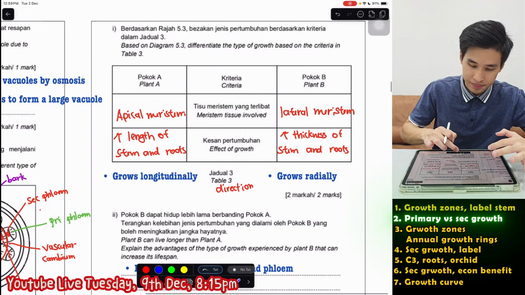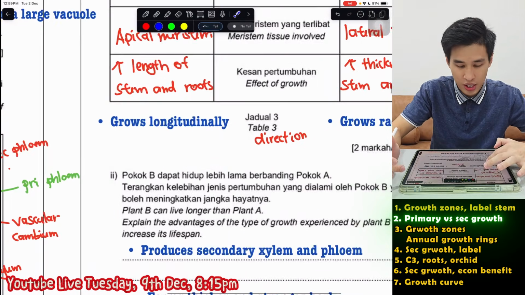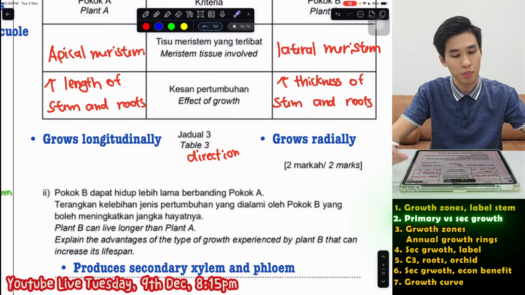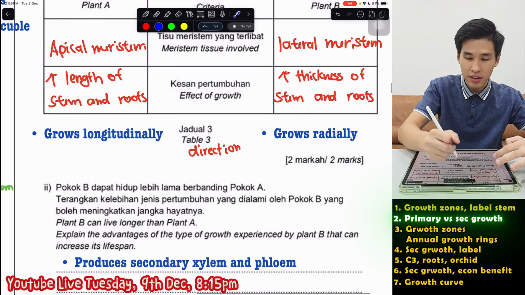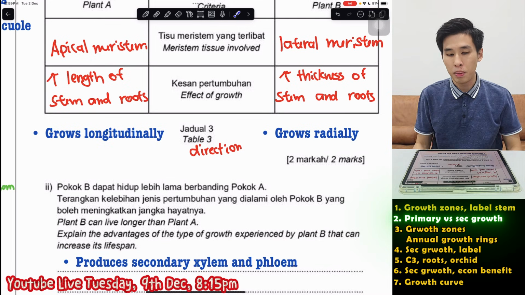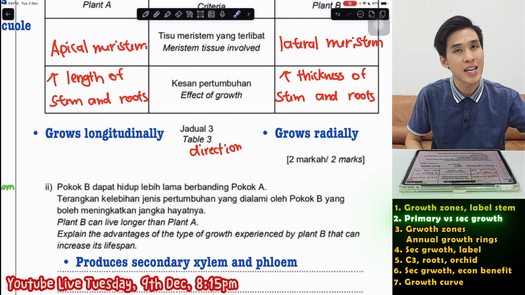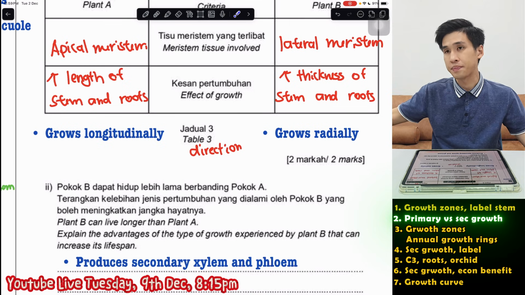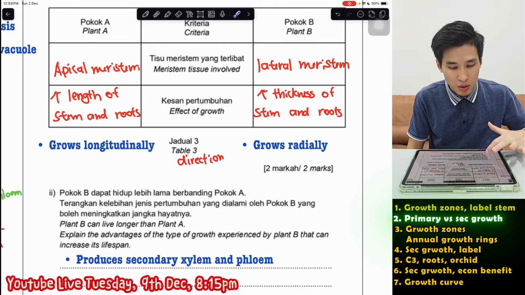All right, the next question. It asks here, plant B, which has secondary growth, can live longer compared to plant A. Explain the advantages of the type of growth experienced by plant B that can increase its lifespan. So plant B, why does it live longer? Because remember, secondary growth takes many years to occur. Okay, so what's the advantage?